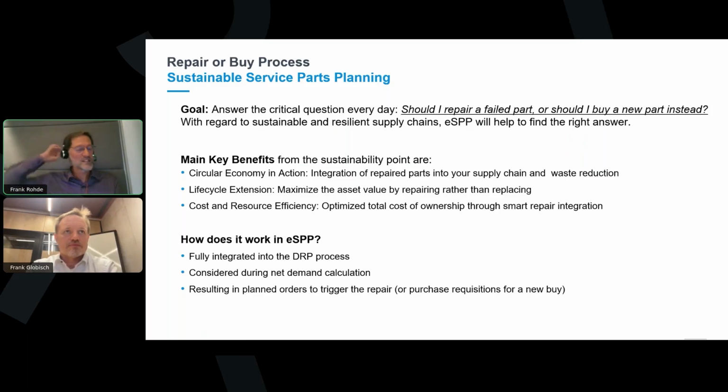The DRP process is the distribution requirements process. Everything that process does is try to find out what demand we need to place against the supplier. In this case, it reduces the demand and creates repair orders instead. It is considered during the net demand calculation and results in planned orders to trigger the repair of those products. If repair is not sufficient, it will create a purchase requisition to procure that part from the supplier newly.